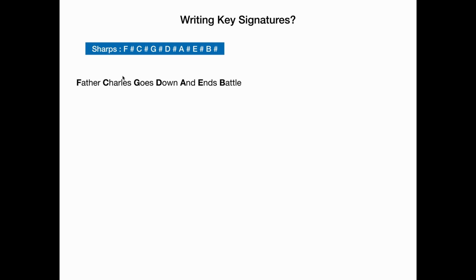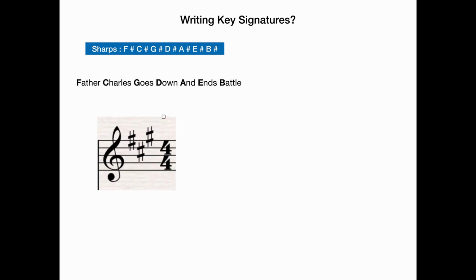However, there is a rhyme we can use. Father Charles goes down and ends battle. By all means, make up your own. That's one that's just quite commonly used. So for an example, let's take a look at the key of A major. So F sharp, C sharp, and G sharp, all of which we know are present in the scale of A major, which is printed here below.